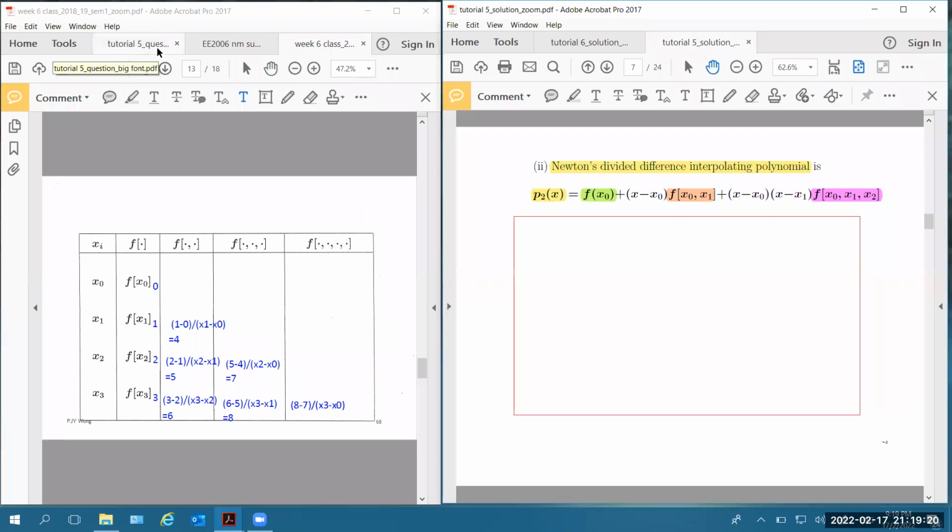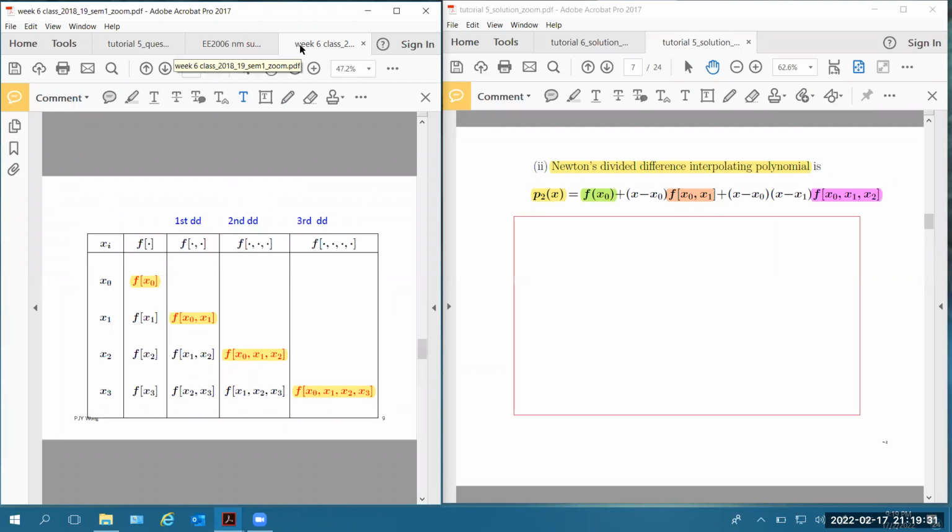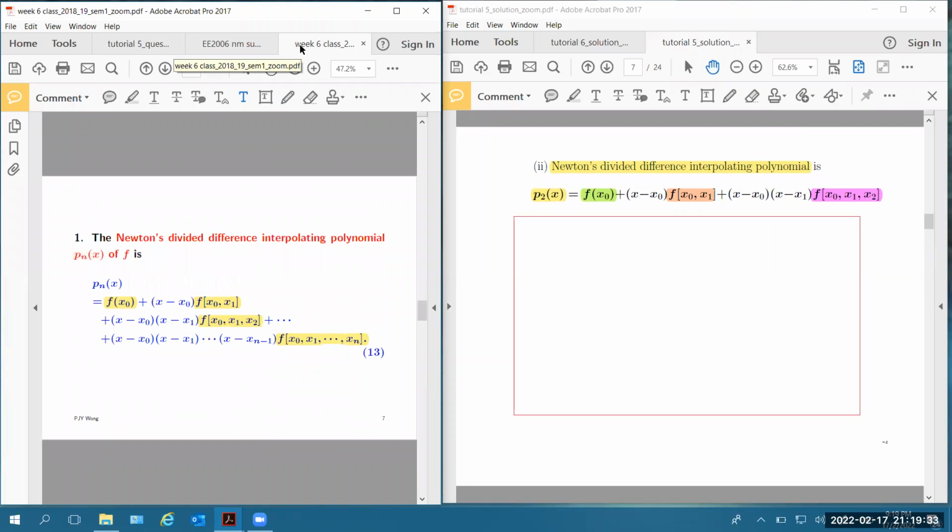Yeah, that's our problem, right? We are doing part A, and we say we are looking for P2(x). So let's go and see our Newton's divided difference interpolating polynomial. So this is our P2(x), which means our n is 2.